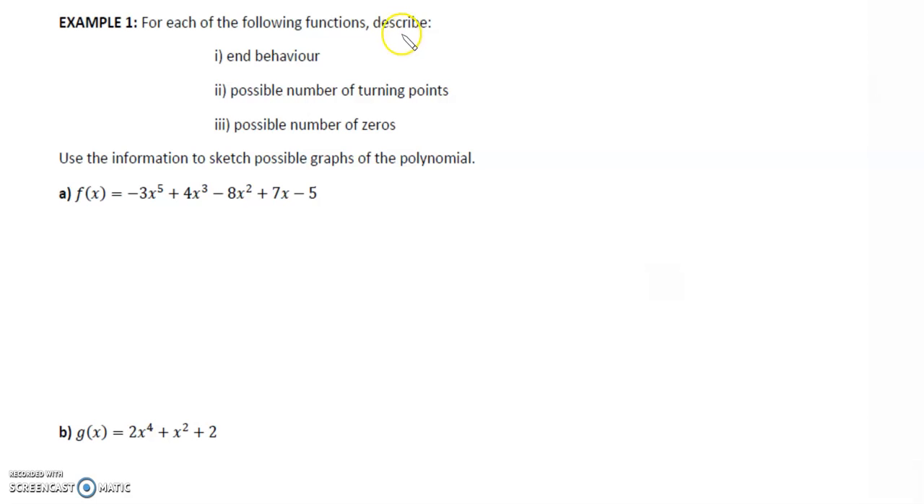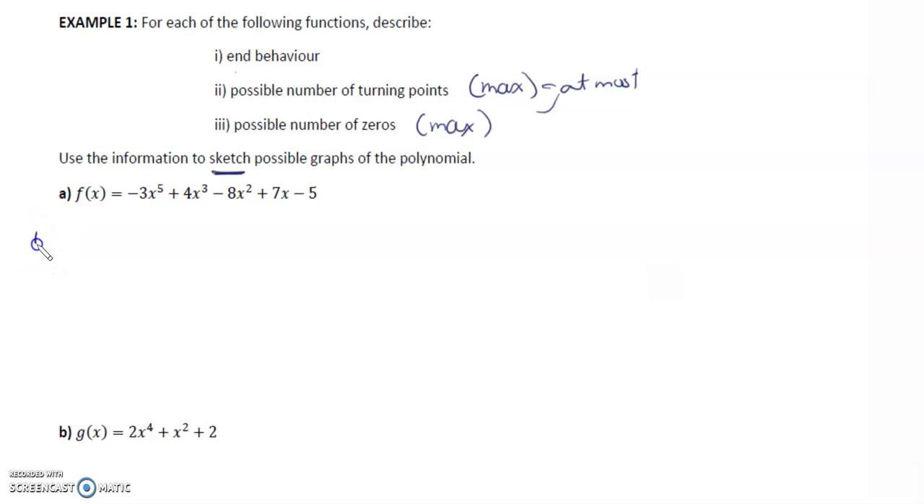So for each of the following functions, describe the end behavior, the possible number of turning points, and the possible number of zeros. So when it says possible, we're thinking like the maximum. At most, okay? So at most for these two. And then use the information to sketch possible graphs of the polynomial. Okay, so without actually factoring this, figuring out the zeros, everything, we're just going to sketch.